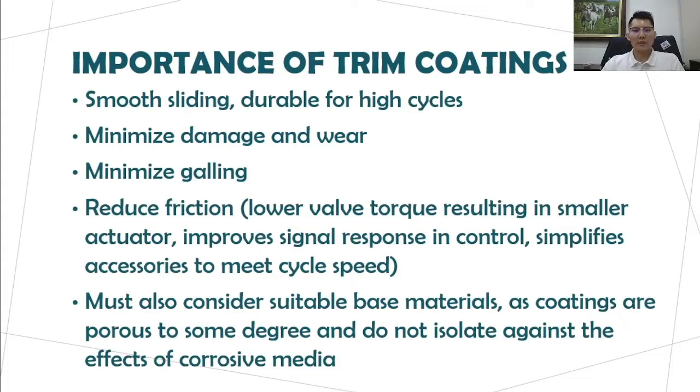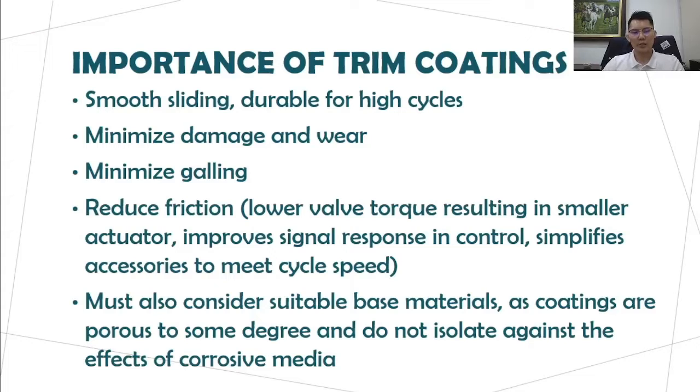And number four is that it will reduce the friction. Why is the combination of a metal trim and metal seat so important? Because by reducing the friction, you will require a lower torque value, which results in needing a smaller actuator.